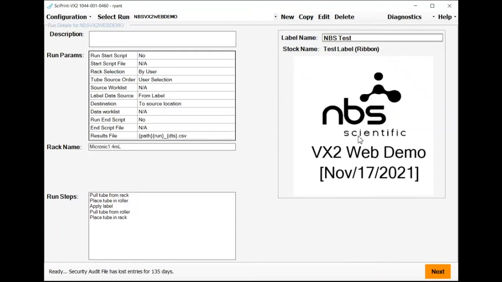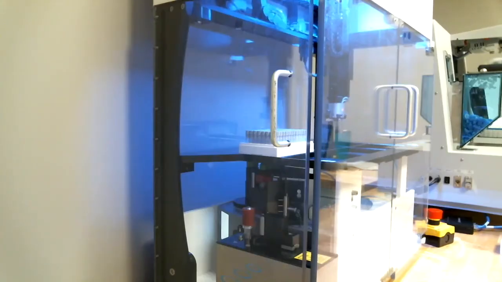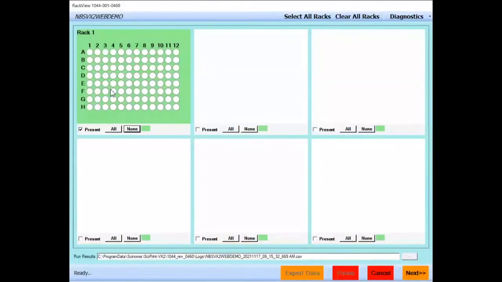So now we can see our label over here on the right. We can see the run steps. It's taking a tube from the rack, putting it in the roller, which is just where the label is applied. It's applying the label, removing the tube from the roller, and placing it back in the rack. So now this is where you set up what tubes are going to be labeled. We can select all, we can select none, we can select a few throughout. For this purpose, we're just going to go ahead and do a few.